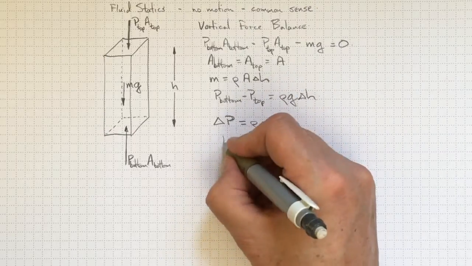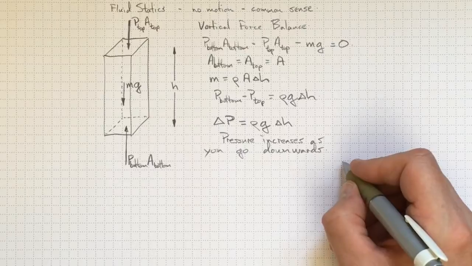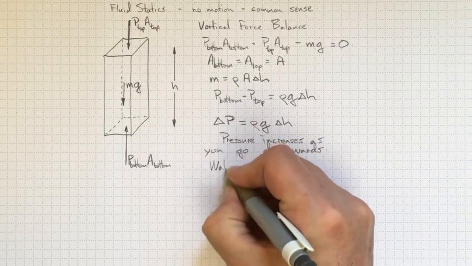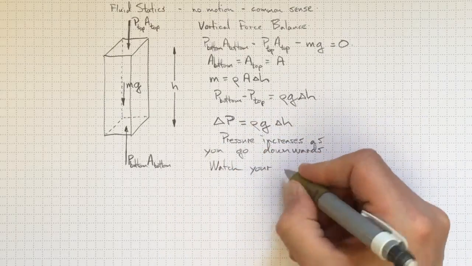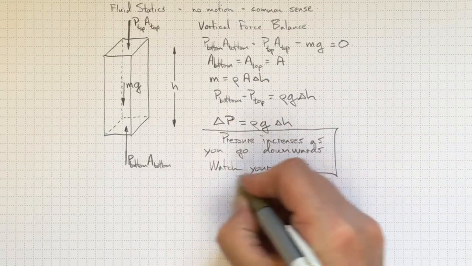Remember, pressure increases as you go downwards, and you need to be careful with your sign convention. So check those signs to make sure you're getting your pressure variation in the right direction.